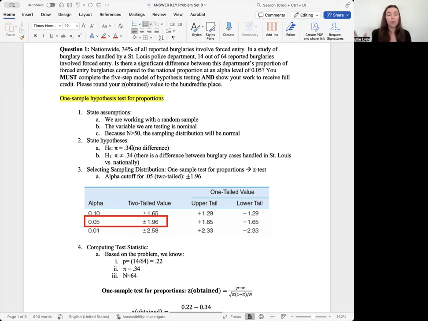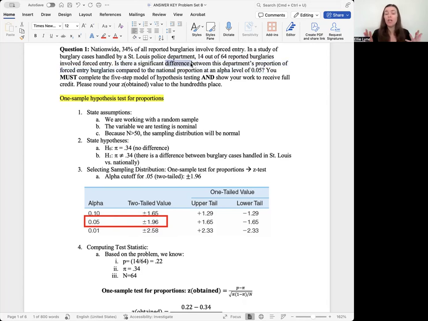The key for our alternative hypothesis here is going back to the context of the question to figure out what direction we are interested in for the purpose of our hypothesis test. So let's take a look at our third sentence here. Is there a significant difference between this department's proportion of forced entry burglaries compared to the national proportion at an alpha level of 0.05? Our key word here is difference.